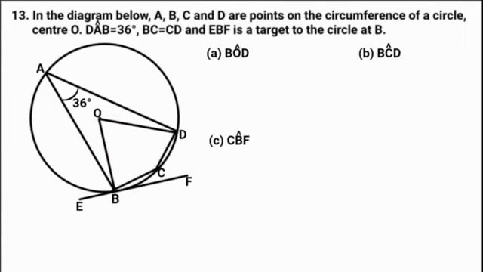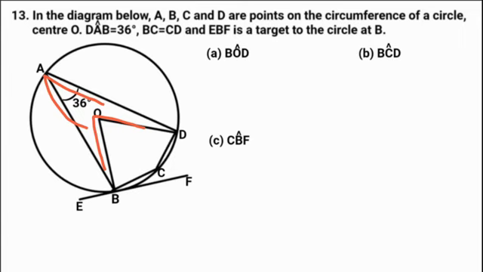Okay, so we are going to use the property which is that the angle at the center is twice as big as the angle on the circumference. So what I mean here is this: the size of this angle is half of this angle here. The size of angle DAB is half of the size of angle BOD.